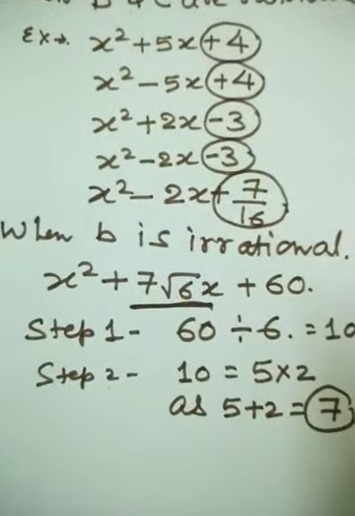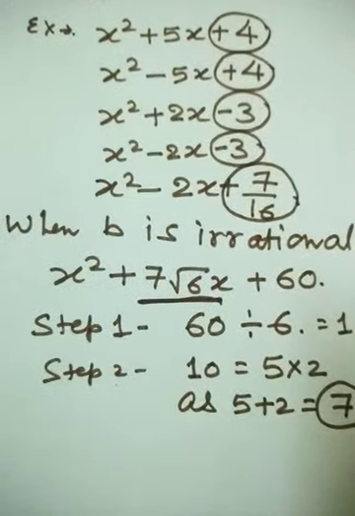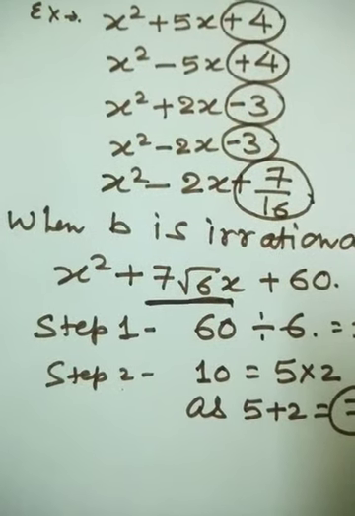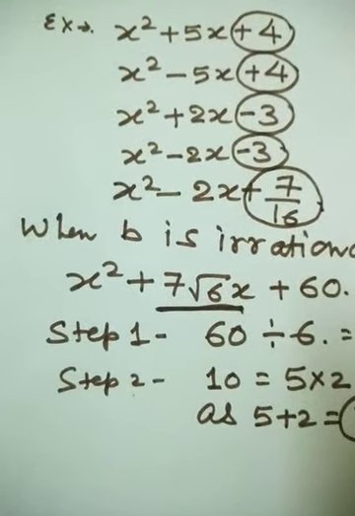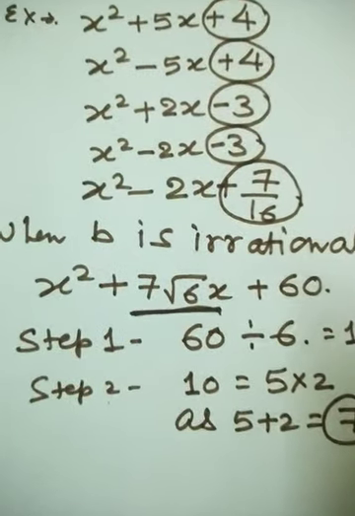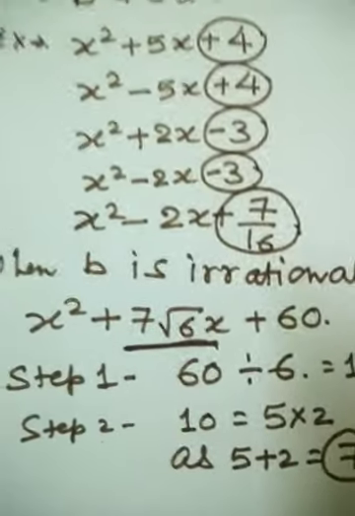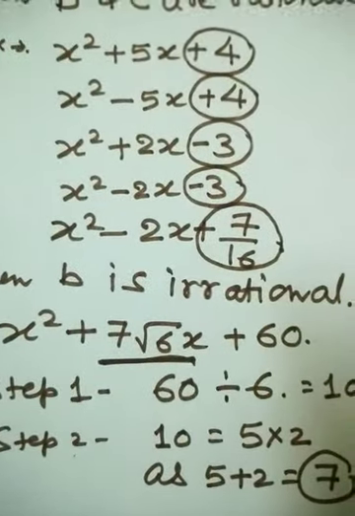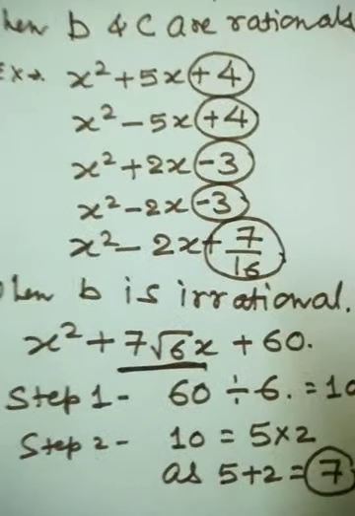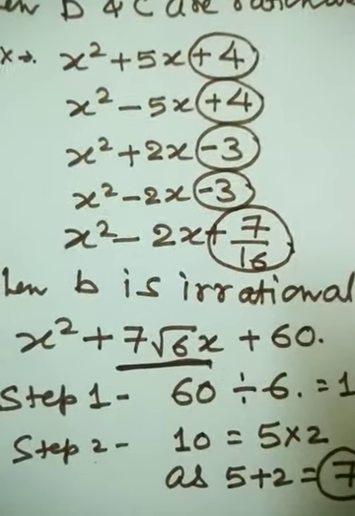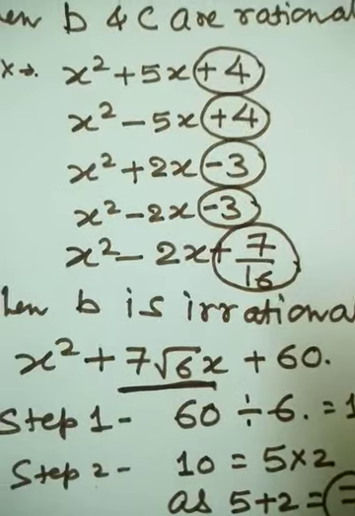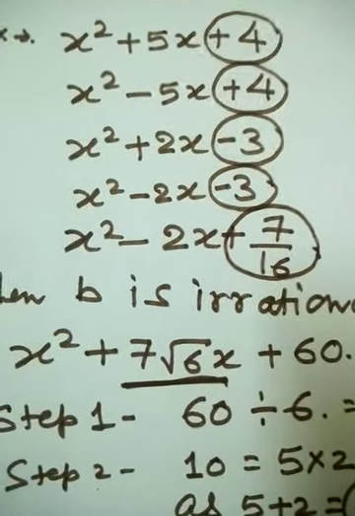Now this last one, that is when b is irrational. B means the middle term will be irrational. Okay, the example given is x square plus 7 root 6x plus 60. Now, what is the easiest way to solve this type of question? First of all, we divide the last term by the square of the irrational factor of the middle term.